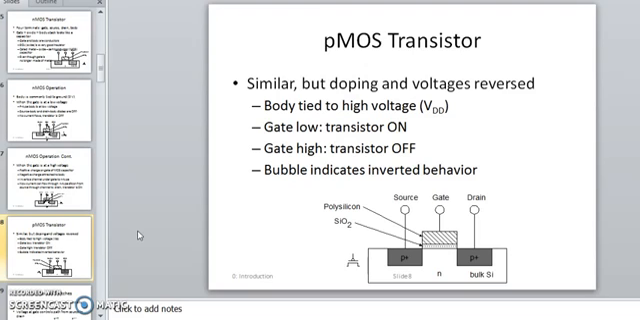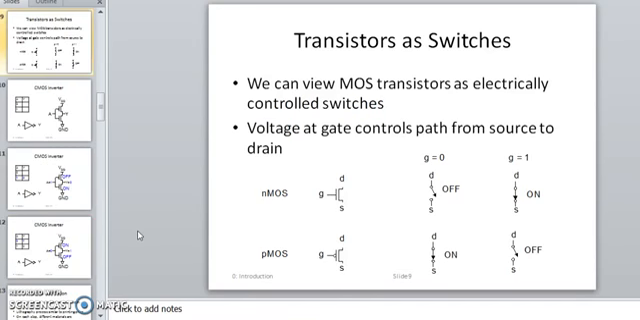Next, we can use the transistor as a switch, that is, an NMOS switch and a PMOS switch. The working of these is exactly opposite. When the gate is 0, NMOS is an off switch, and opposite to that, PMOS is an on switch. When the gate is 1, NMOS is on and PMOS is off.